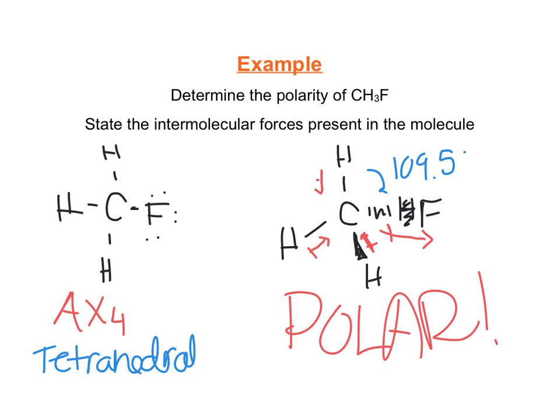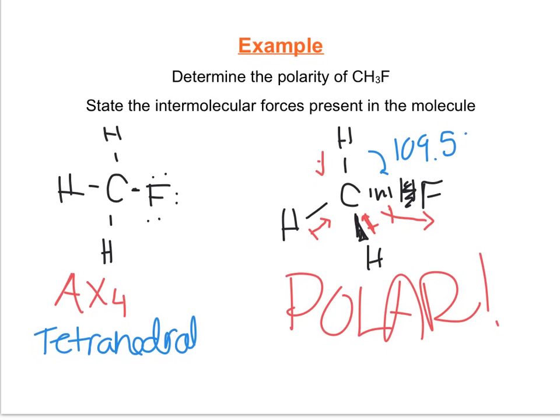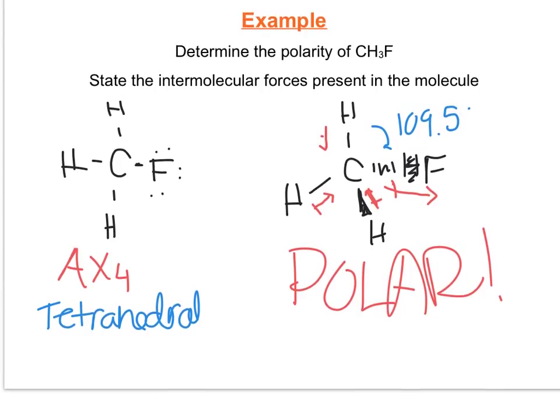Alright, now, what intermolecular forces are present? Well, we always have London dispersion forces, regardless of what this molecule is. We also, in this case, have dipole-dipole because there is a polarity in the molecule. However, we do not have hydrogen bonding because there is no hydrogen directly connected to an oxygen, fluorine, or a nitrogen. Although there are hydrogen and fluorine atoms in this molecule, because they are not directly connected, this cannot count for hydrogen bonding.